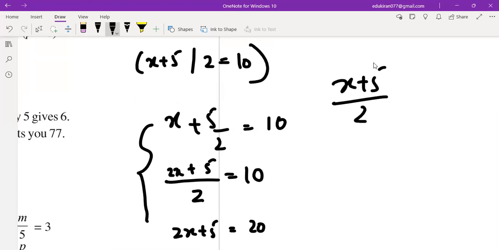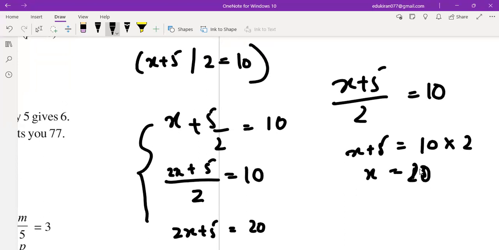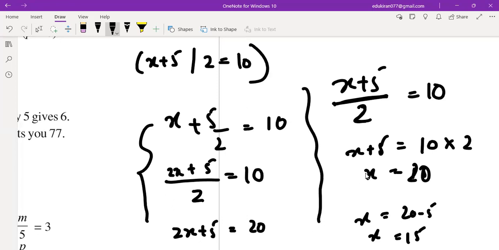Okay, your question is like this. If the question is like this, you will solve it like this: 10 multiplied by 2, x equals to 20, and then x equals to 20 minus 5. It gets 15. Clear? It depends on how your question is. If it is x plus 5 by 2, then you will do it like this. If it is x plus 5 under root, divided by 2, you will solve it like this. Clear?